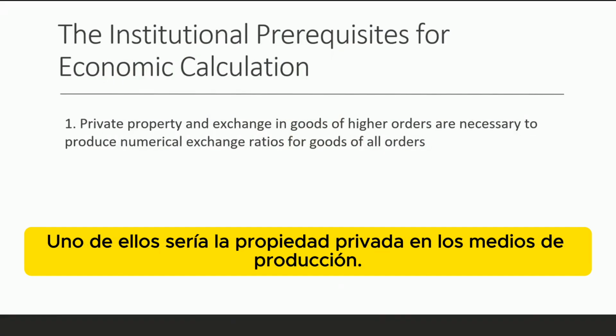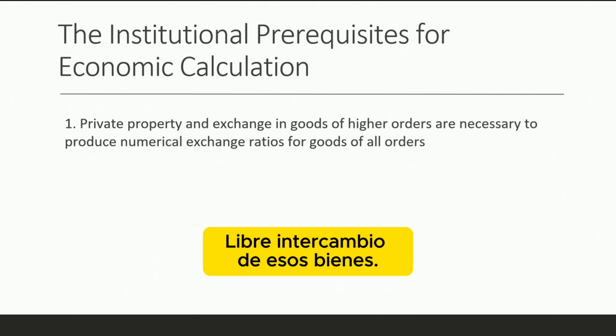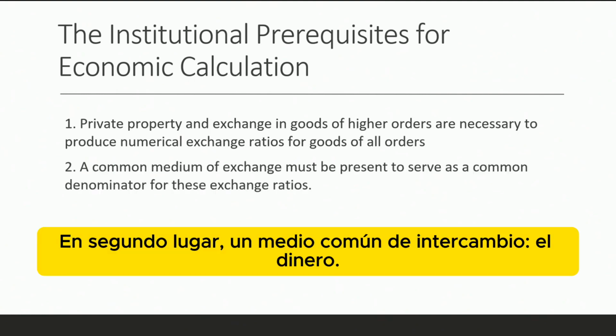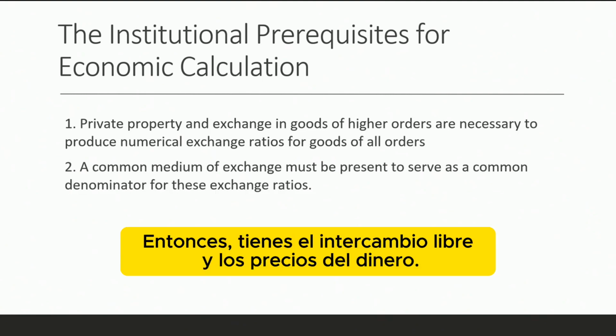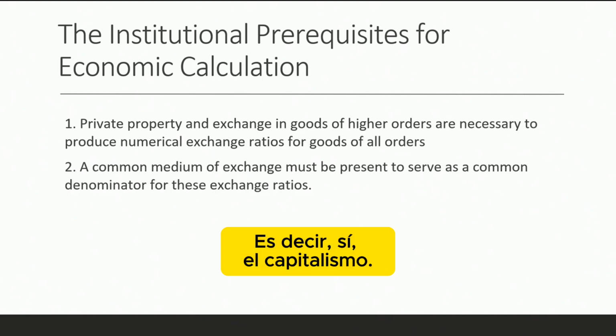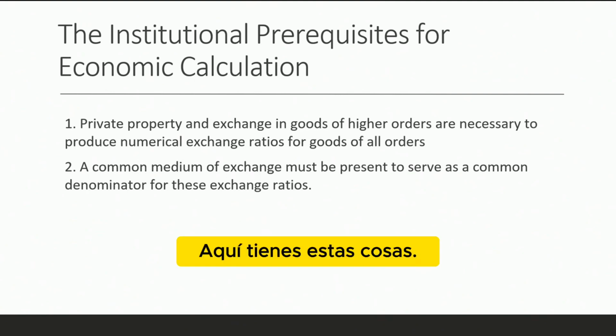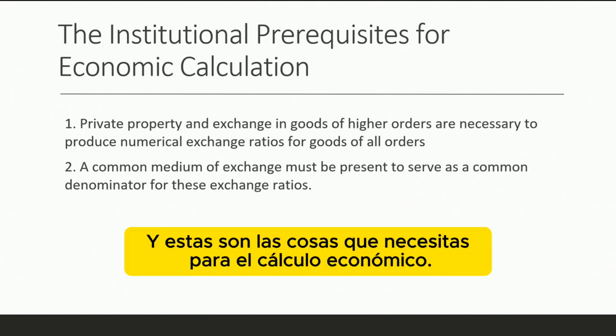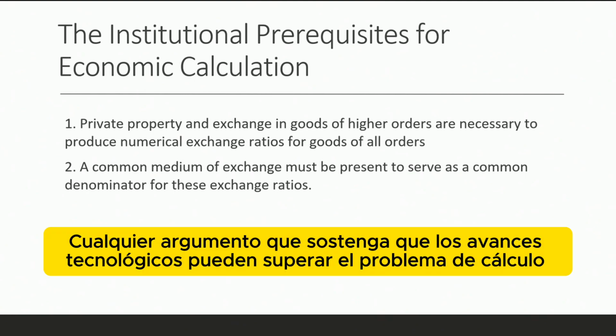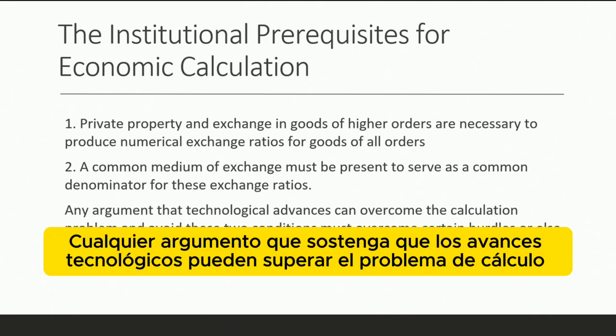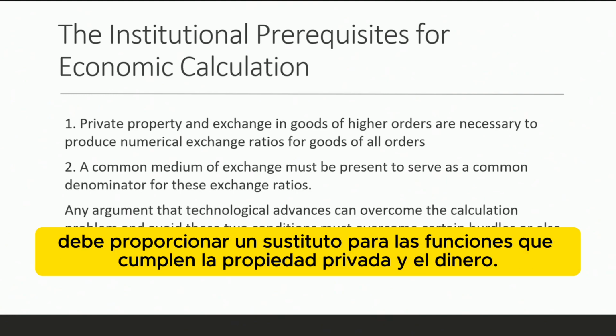One of them is private property in the means of production, with free exchange of those goods. And secondly, a common medium of exchange, money. So you have free exchange, money prices, capitalism. Here you have these things, and these are the things you need for economic calculation. So any argument that technological advances can overcome the calculation problem needs to provide a substitute for the functions that private property and money serve.